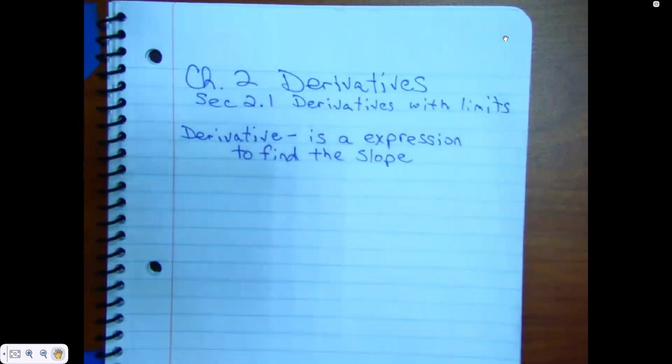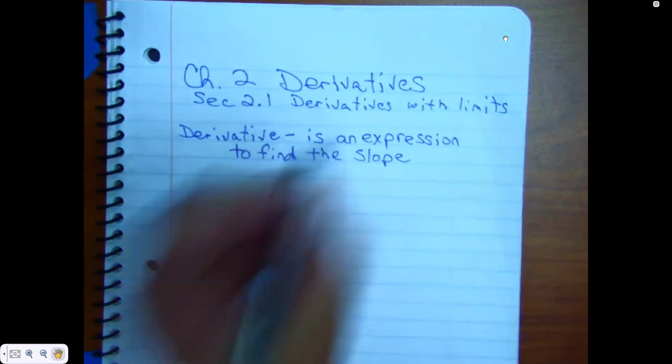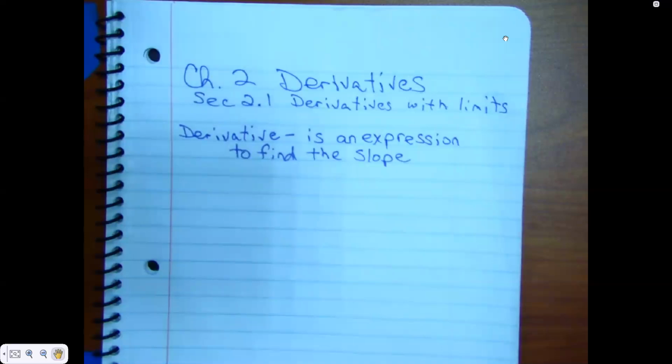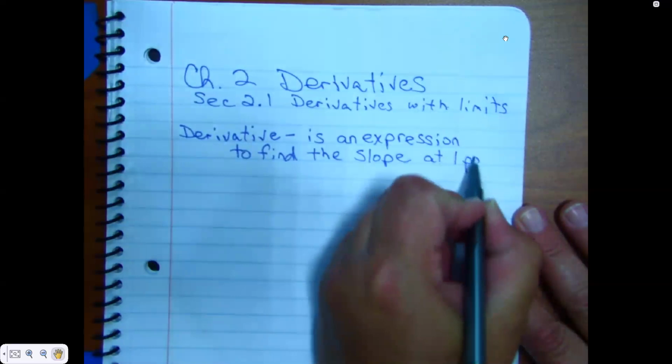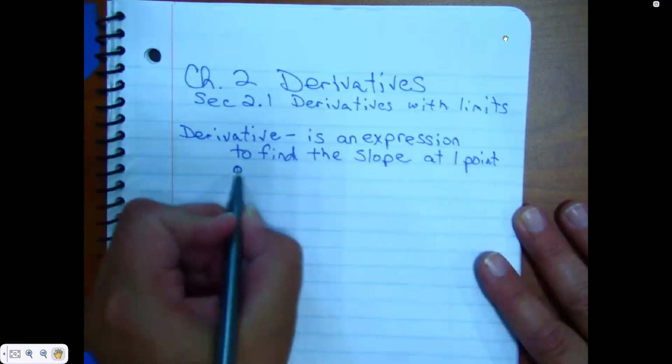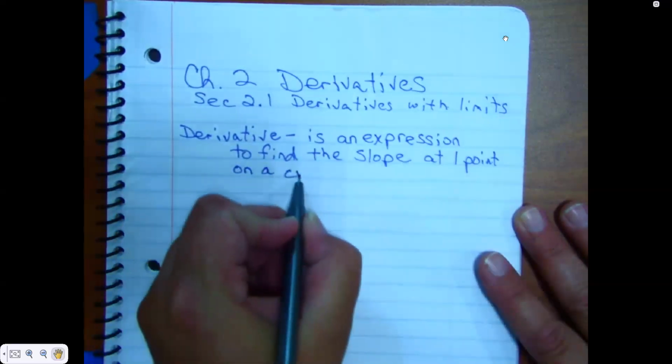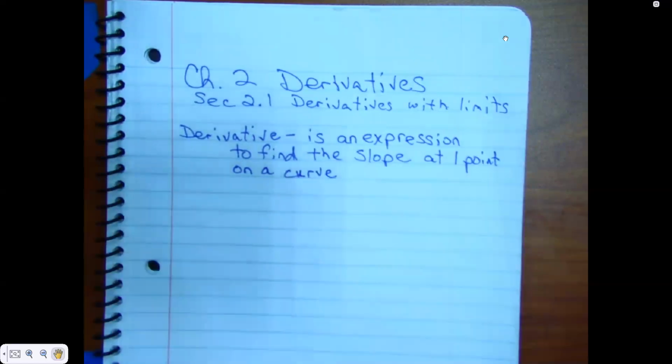Okay. All right, so what is a derivative? It is an expression to find the slope at one point on a curve. Up until now, how many points did we need to find slope? 2 points, and that was not for a curve, but for a straight line.